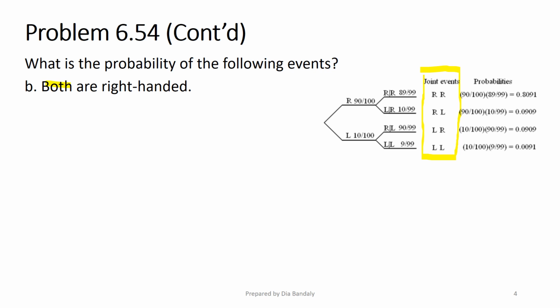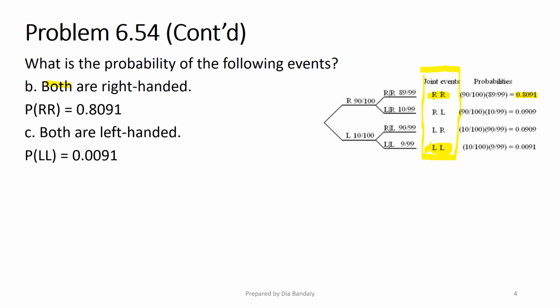Both are right-handed. So that's it, I have only one event here, and all I do is read its probability. Here we go. Second, both are left-handed. Also here, I look at what events satisfy my condition. I have only one, both left-handed. So I read its probability.